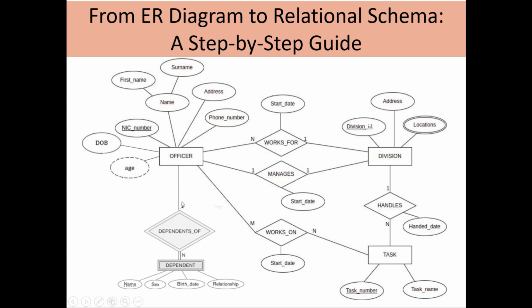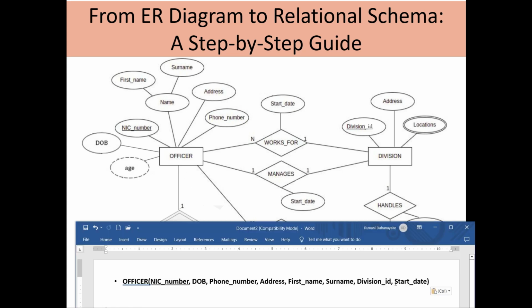Then this is also a one-to-many relationship. This is the weak entity side and also this is the one side. So none of the attributes will come into this officer relational schema. Okay. Now I have completed the officer relational schema.